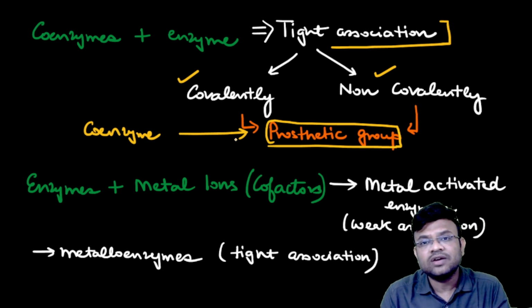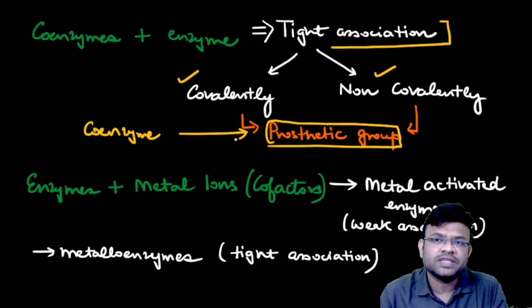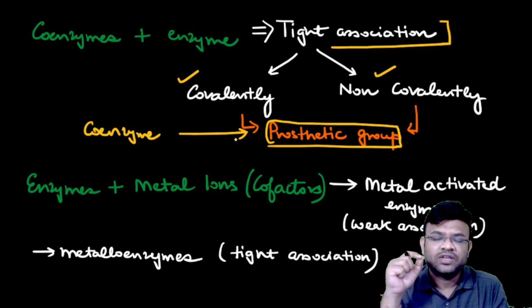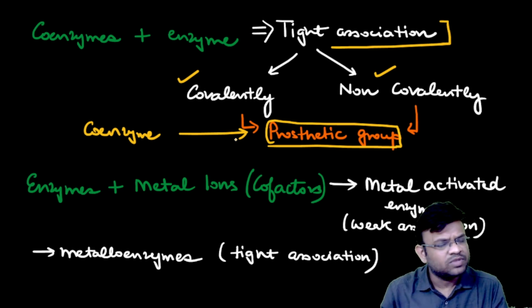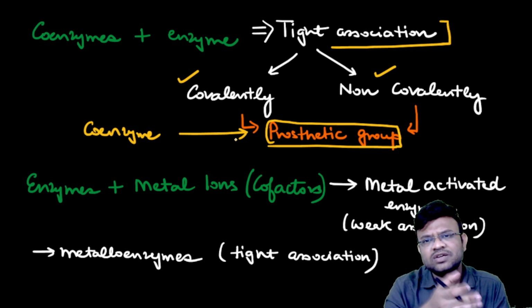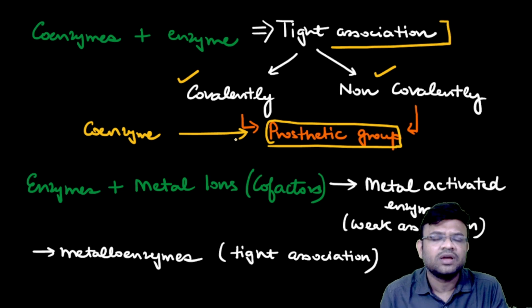So the prosthetic group is when the coenzyme is attached to the enzyme portion in a very strong way, with a very strong bond, whether it is a covalent bond or a non-covalent bond. The coenzyme will then be referred to as a prosthetic group.